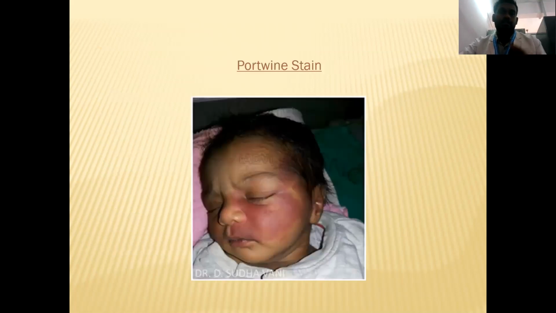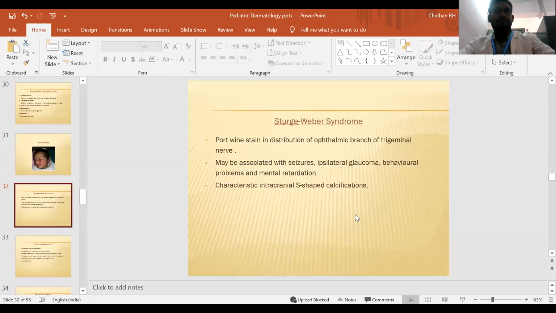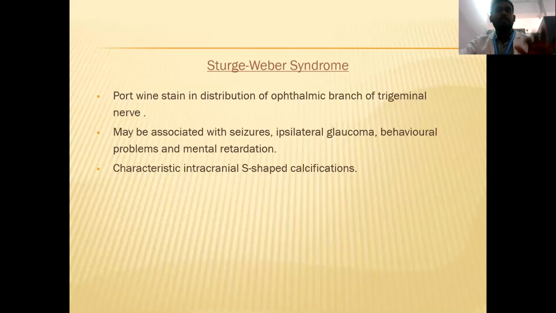So this is the case. This is a child having port-wine stain over the left side of the face. Sturge-Weber syndrome is nothing but port-wine stain in the distribution of the ophthalmic branch of the trigeminal nerve. This Sturge-Weber syndrome can also be associated with seizures, ipsilateral glaucoma, behavioral problems, and mental retardation. This has a characteristic intracranial tram-track calcification.